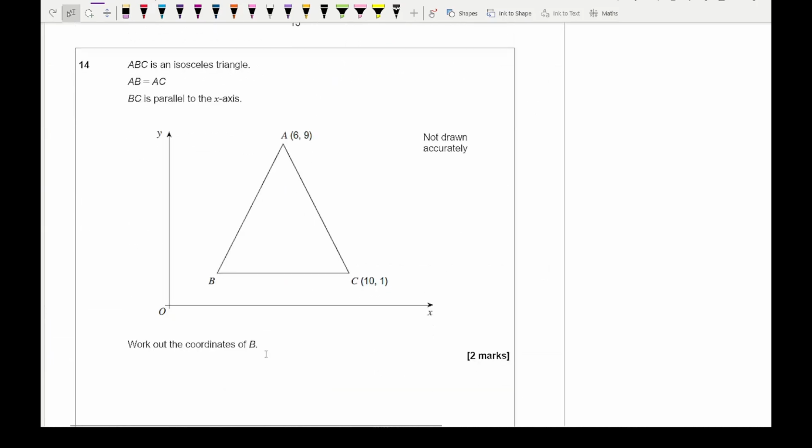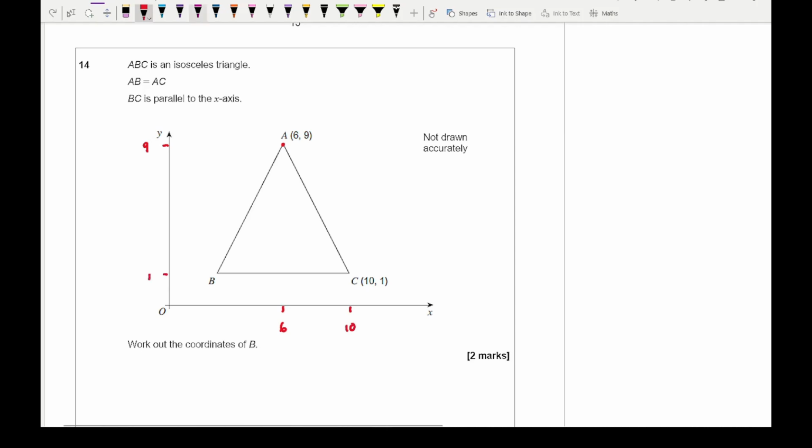Moving on to question 14, it says that ABC is an isosceles triangle. AB equals AC and BC is parallel to the x-axis, which basically means that this line here is straight. So then from this, the question is asking us to work out the coordinates of B. Now for this, what we need to do is first of all mark on the axes the coordinates. So looking at A, this point here is 6 and this point here is 9. And looking at C, this point here is 10, and on the y-axis this point here is 1.